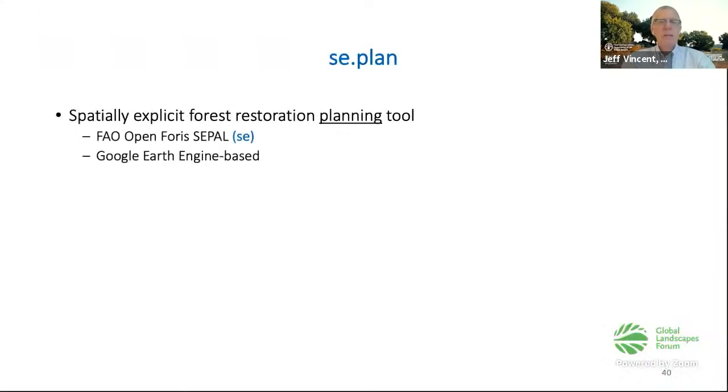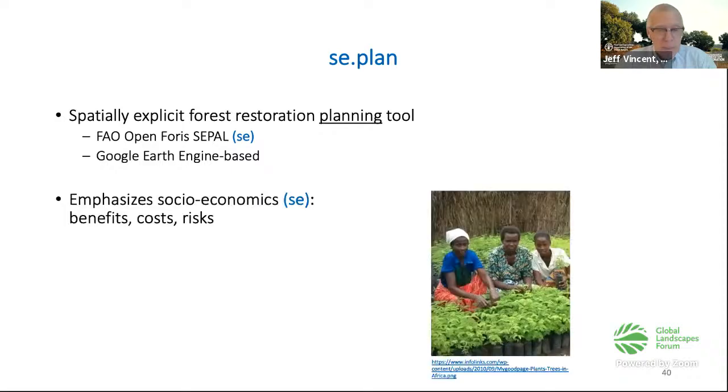Well, it's my pleasure to introduce to you CPlan, which is a spatially explicit forest restoration planning tool. I emphasize that this is a planning tool, so we're shifting gears from discussing monitoring to discussing planning. It's on FAO's Open Forest CPL platform. That's one reason for the SE at the start of the name. And being on this platform means that it's available to all users, at least all who have a Google Earth Engine account. Next, please.